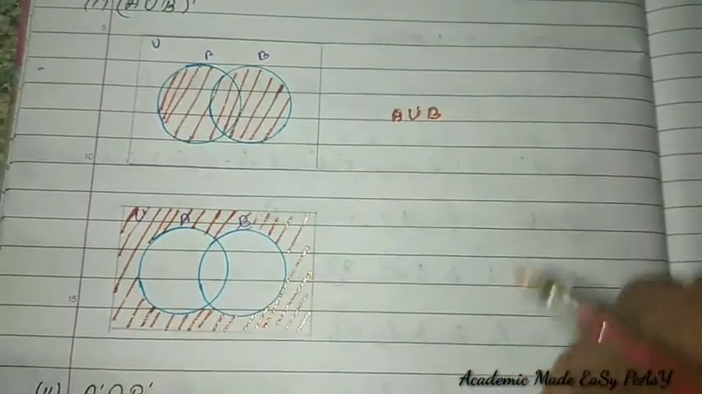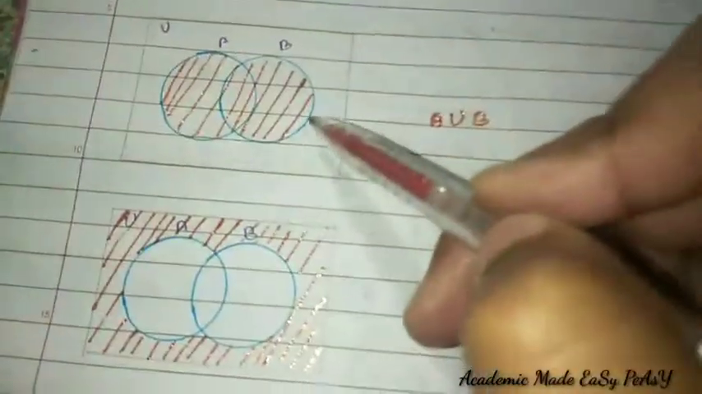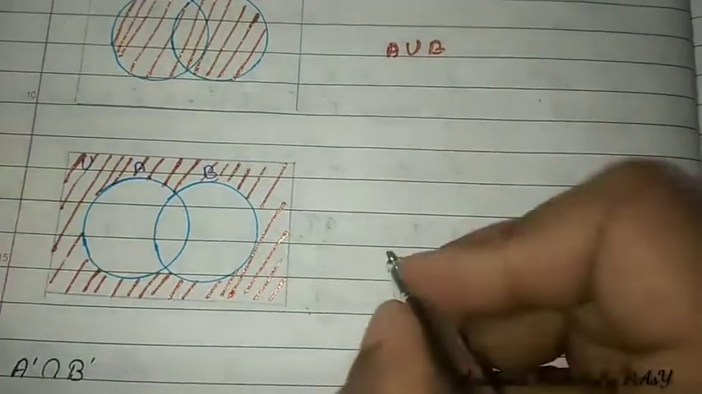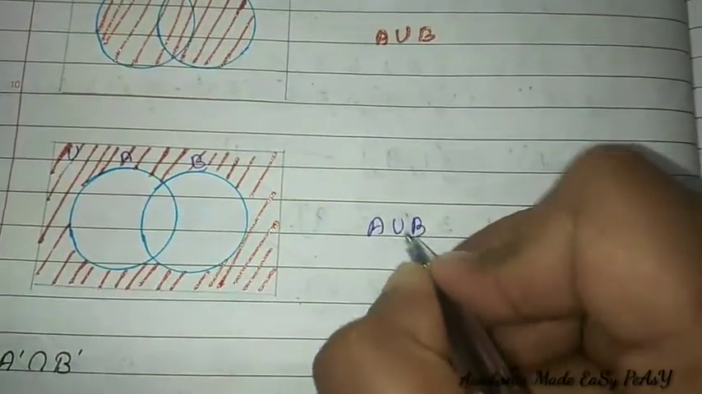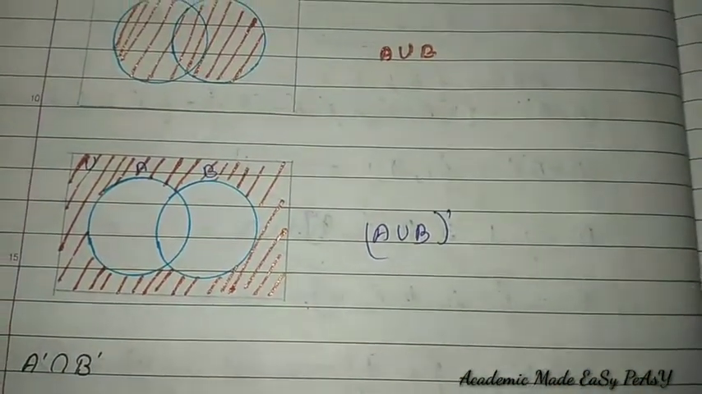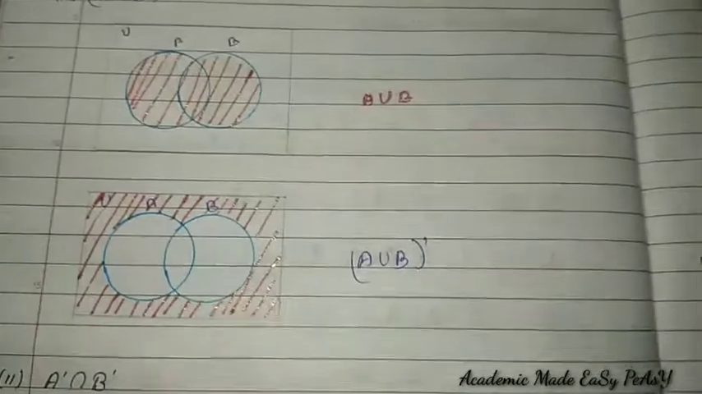We will be shading this part. Here we shaded this inside region, so when it is the complement, it will be the outside. So this will be A union B the whole dash. This is the important Venn diagram that you will get.